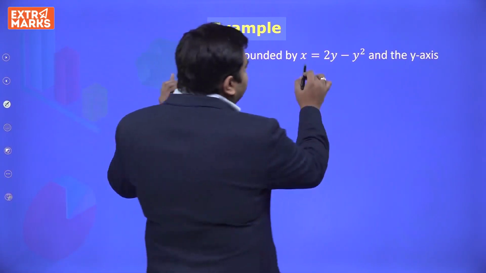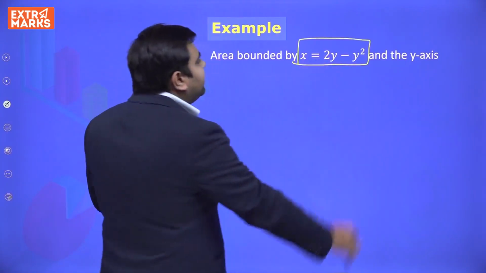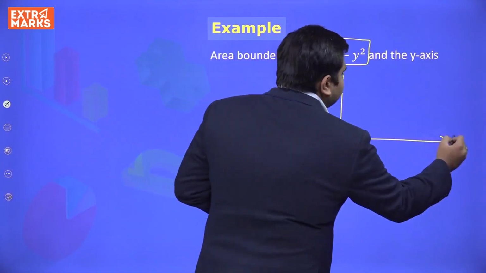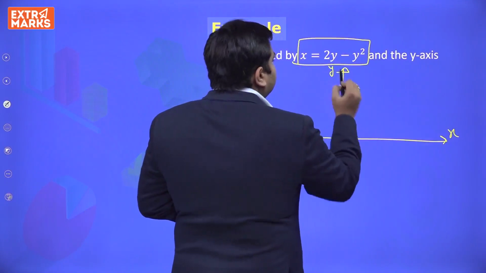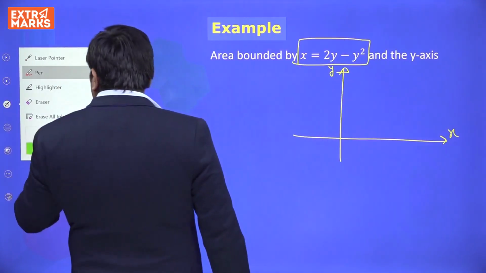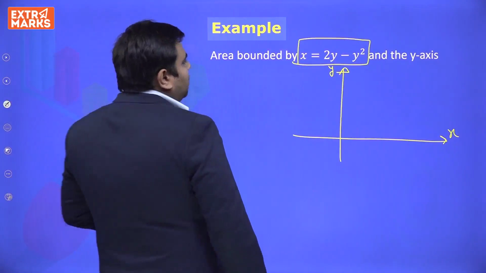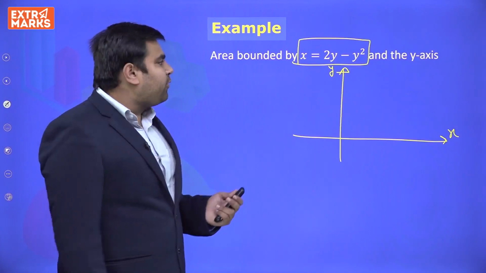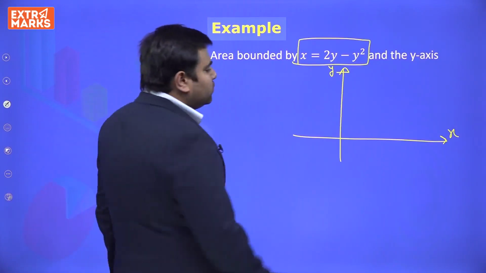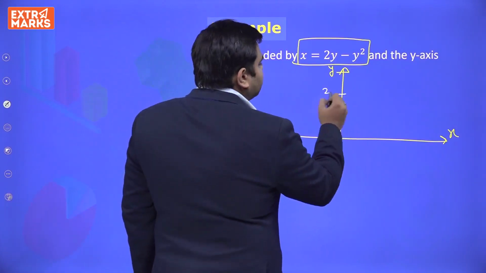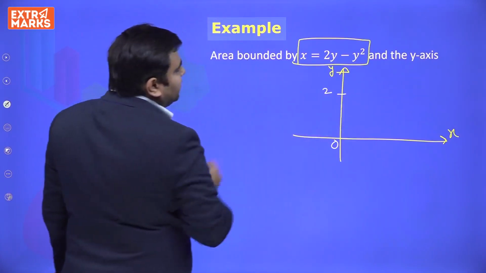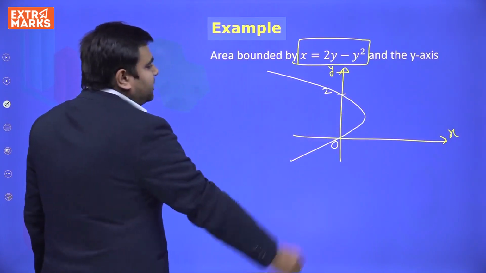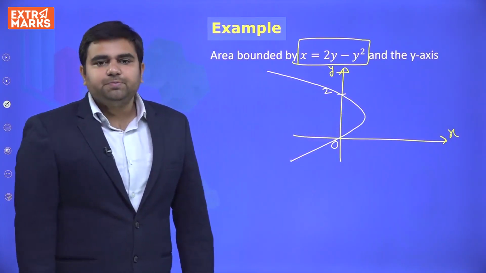So we need to find the area bounded by x equal to 2y minus y square and the y-axis. So firstly we will plot this curve. How to plot this curve? So x becomes 0 for what values of y? x becomes 0 for two different values of y. One will be 0 and one will be 2. So this is 0 and this is 2. So roughly this would be the curve, right?